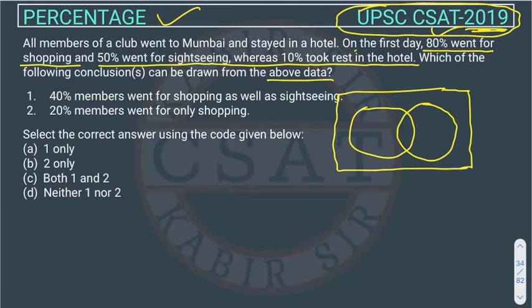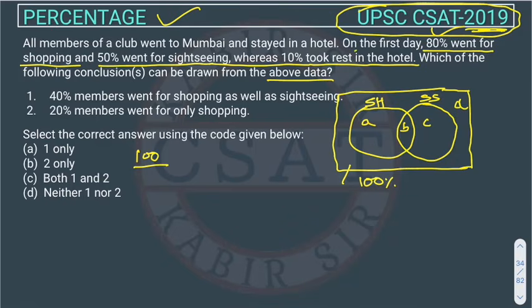You must know that the whole box inside is 100%. We are not converting the percentage into numbers because we can solve it in percentage only, so there is no need to convert it. If you want, you can consider any value, like 100, and compute on the basis of that, but there is no need. So let's assume this is A, this is B, this is C, and this is D. This circle is for shopping, and this circle is for sightseeing.